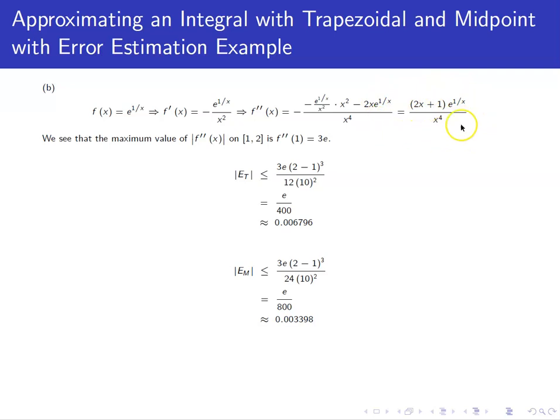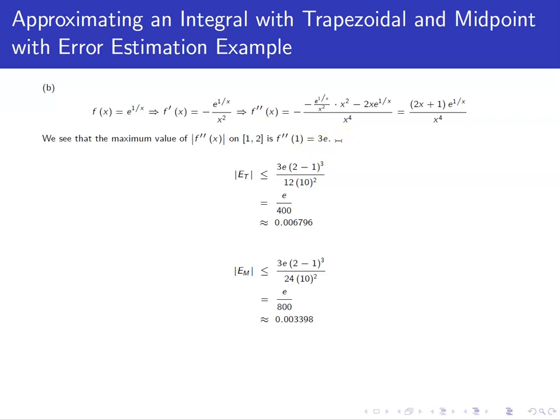We want to know how big this thing can possibly get on the interval. Turns out that the biggest that this can get is at the left-hand endpoint of the interval. So the second derivative is decreasing in this case over the interval. And if we plug in 1 into the second derivative, we'll get 3e. So the largest that the second derivative can get is 3e.